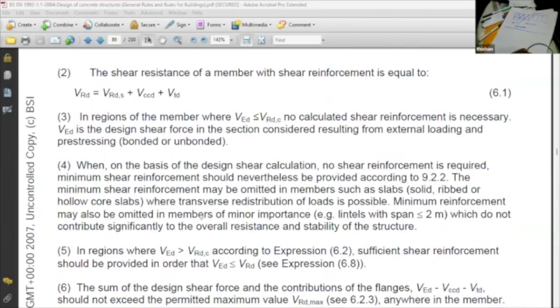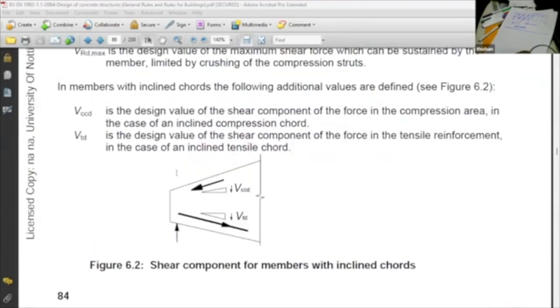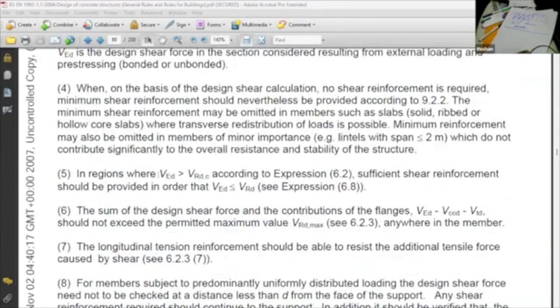Then it says when no shear reinforcement is needed, still you have to provide the minimum shear reinforcement. That is given in section 9. All the minimum values are given in section 9. In regions where VED, the actual design shear force, is more than the one that can be carried without links, then you must provide shear links.